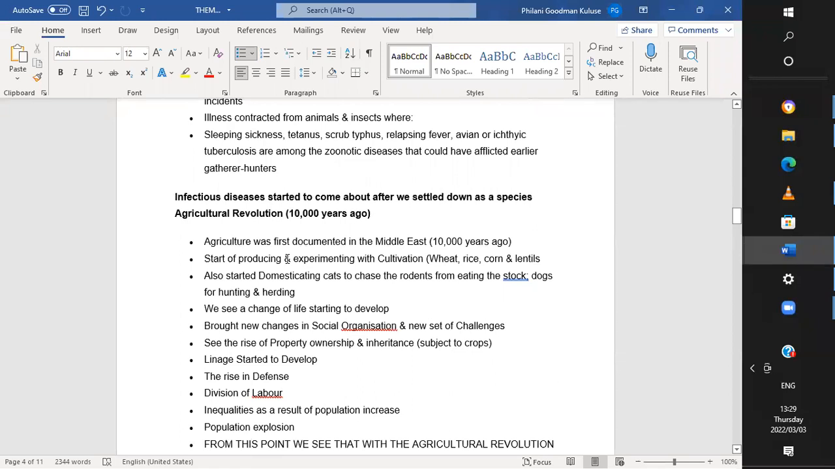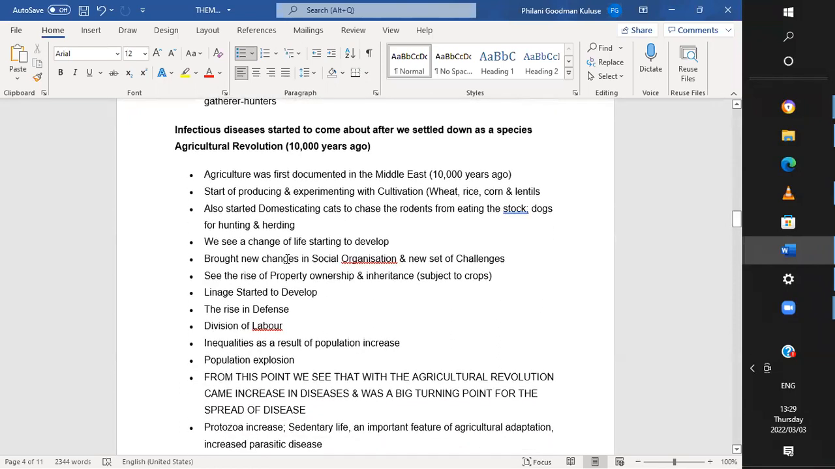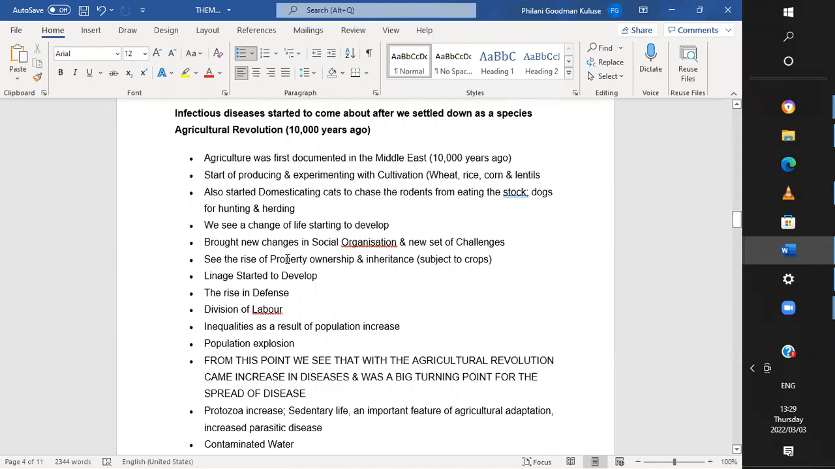So understand that too. Just know that you are writing MCQs, and to some extent you will need to write an essay. So your essay needs to be informative. It needs to be detailed. You cannot copy our notes here without doing your own research, and then think you are going to pass. It's not going to happen, trust me. Okay, infectious disease started to come about after we settled down as a species.